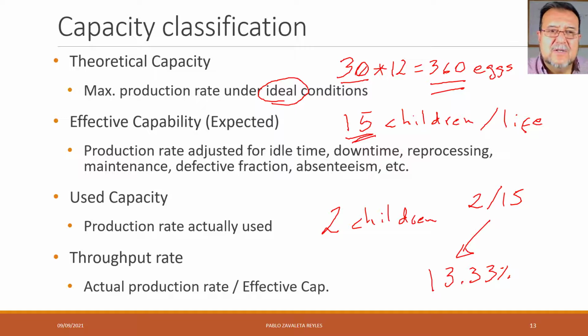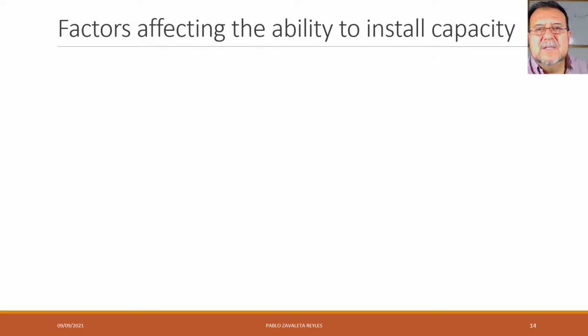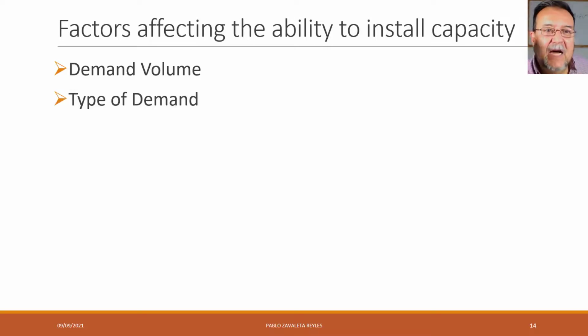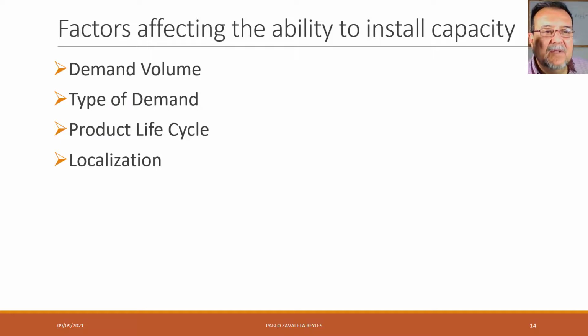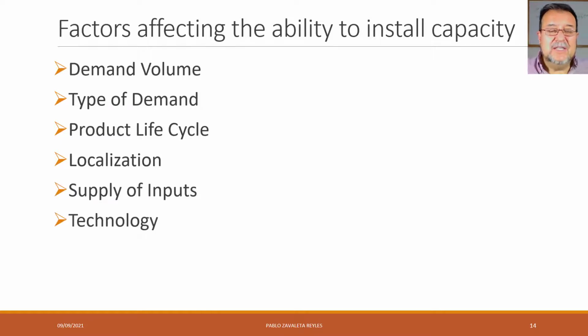What kind of factors affect our ability to install capacity? Well, demand volume, type of demand, product life cycle, localization, supply of inputs, technology, financing, political, economical, society, whatever. As always, the factors that affect your critical success factors. Always remember that everything revolves around these, the critical success factors.